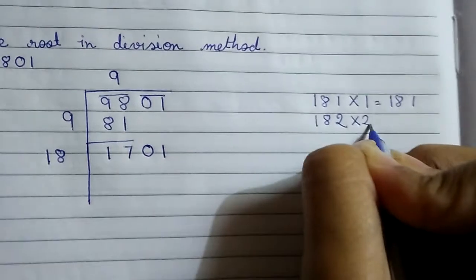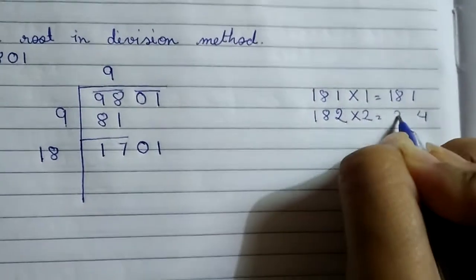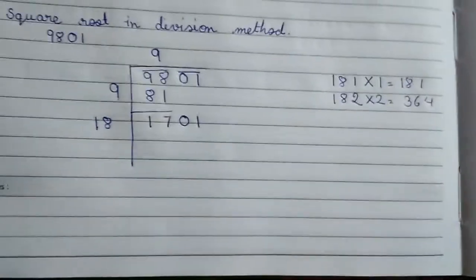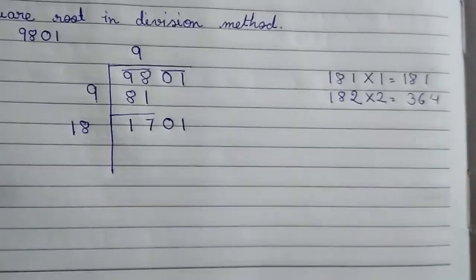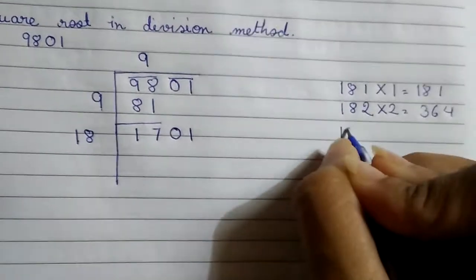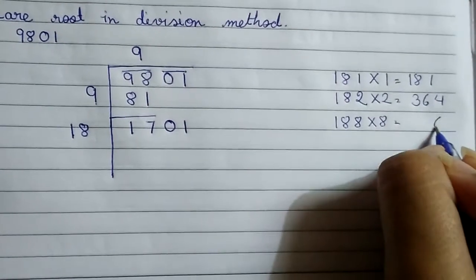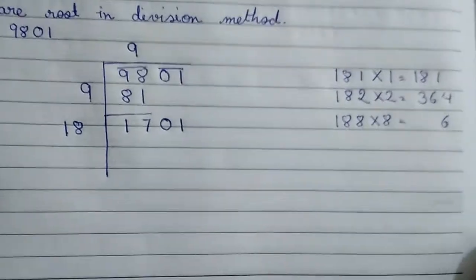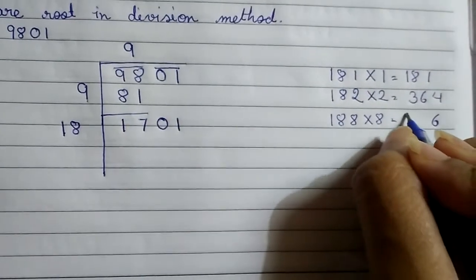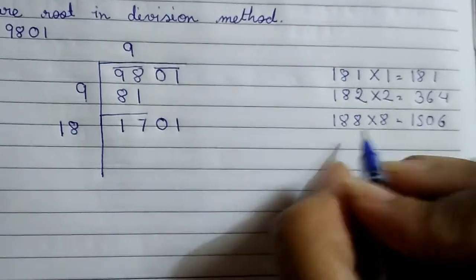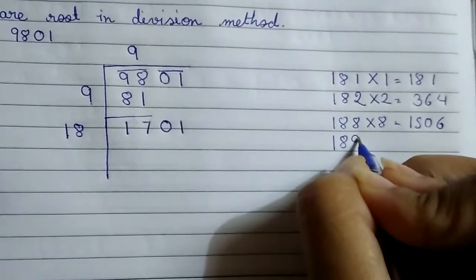182 into 2. In this way we can find that 2 is very much lower, so we have to take a greater number. Let's take 8. 188 into 8. That means 8 eights are 64, 8 eights are 64, 8 one-eights are 144 plus 6 is 1504. So it's quite close. Let's take 189 into 9.